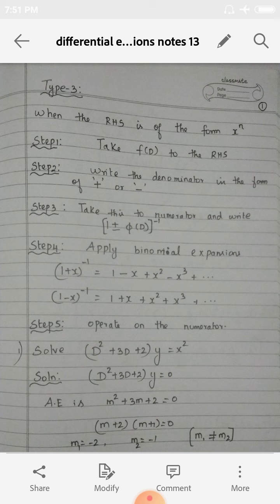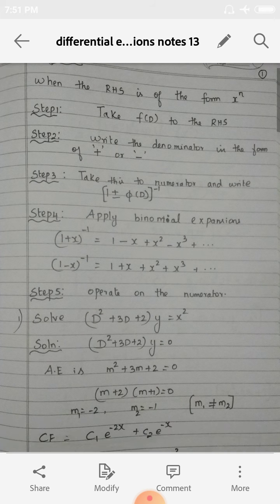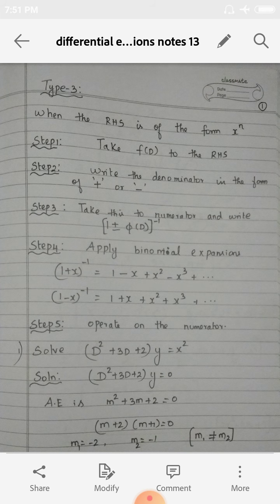Dear students, today we are going to see the next type of finding the particular integral, that is type 3. The type 1, type 2. What is the type 1? Type 1 is nothing but the RHS is of the form e power ax. Type 1 என்ன பார்த்தோம்? When the right hand side is of e power ax. And type 2 is when the right hand side is in the form of sin ax and cos ax. That is type 2. And type 3, suppose when the RHS is of the form x power n.